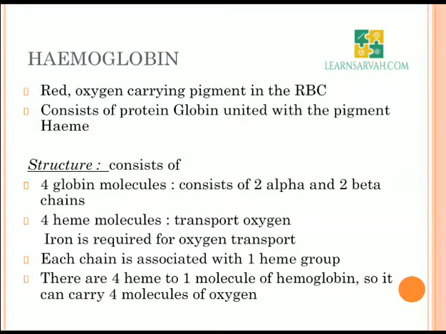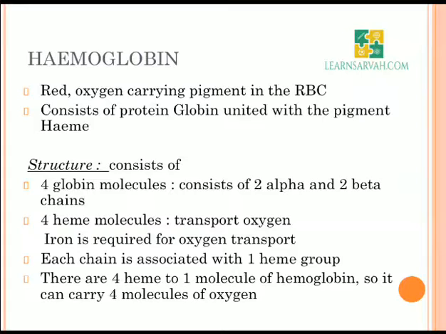Now coming to its structure, globin is the protein part and there are many types of globin chain. It can be an alpha chain, beta chain, gamma chain or delta chain. Normal hemoglobin contains 4 globin molecules, that is 2 alpha and 2 beta chains. It also has 4 heme molecules for transport of oxygen.